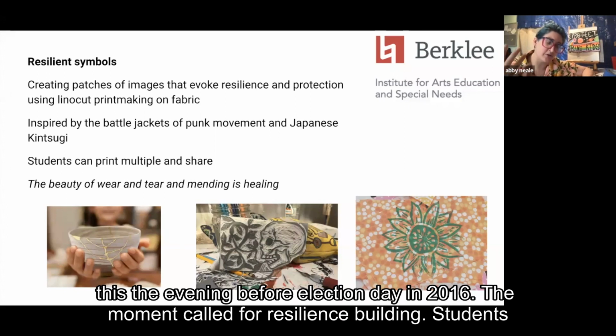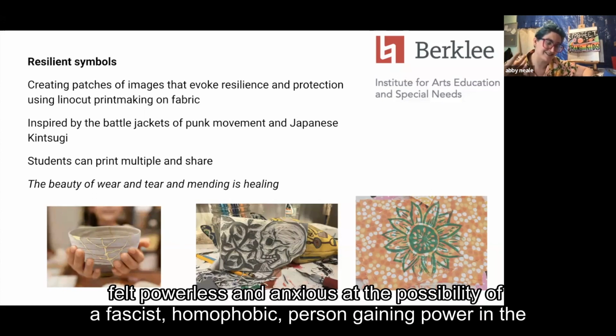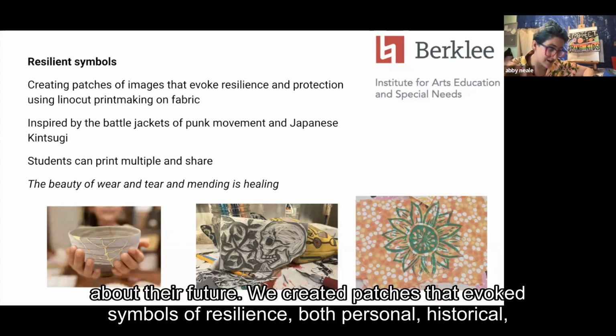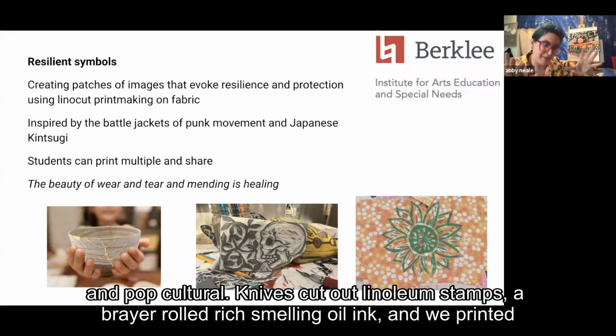The moment called for resilience building. Students felt powerless and anxious at the possibility of a fascist, homophobic person gaining power in the White House. And many of them were too young to vote, yet were completely lost about decisions being made about their future. We created patches that evoke symbols of resilience, both personal, historical, and pop cultural.